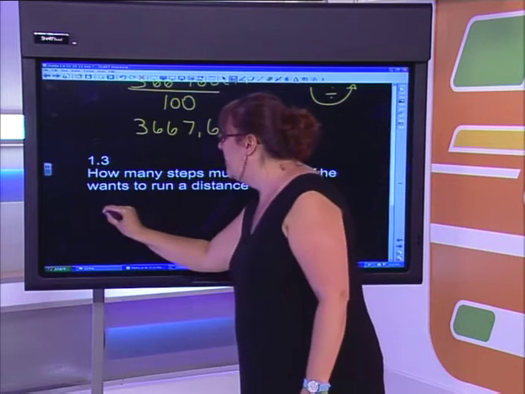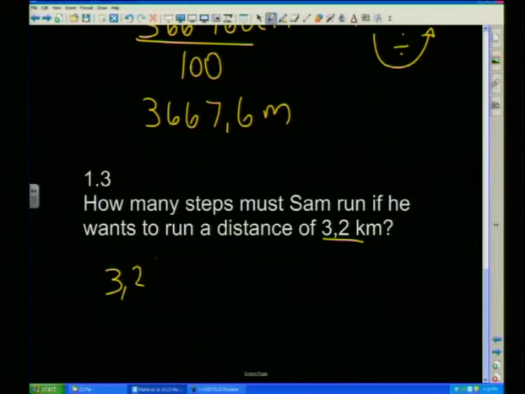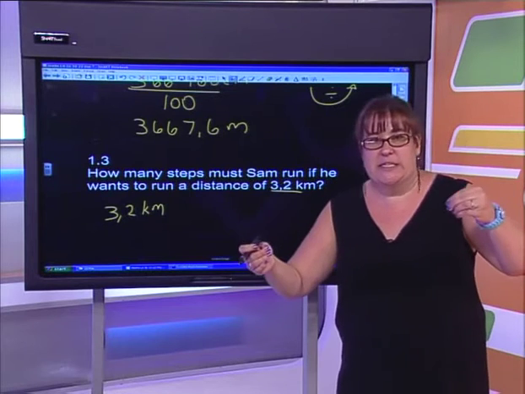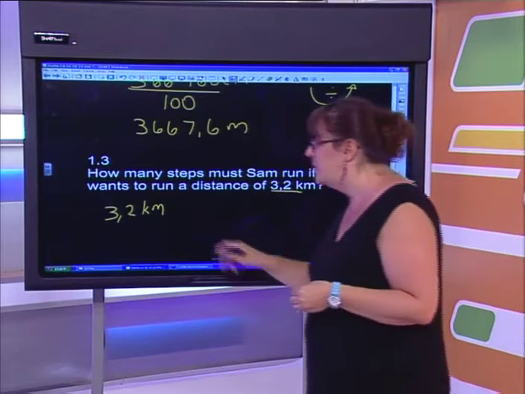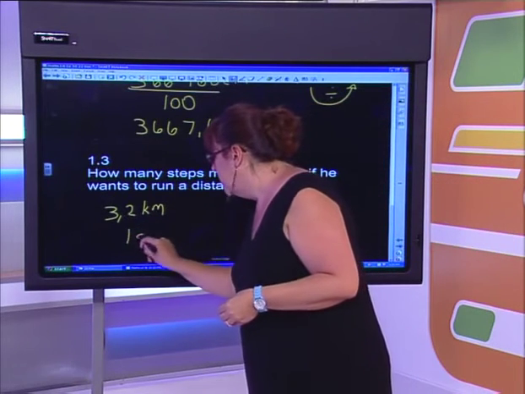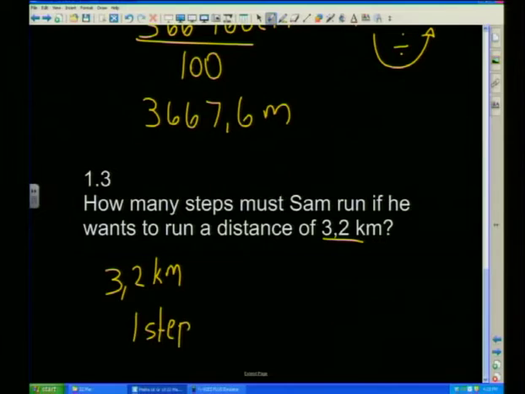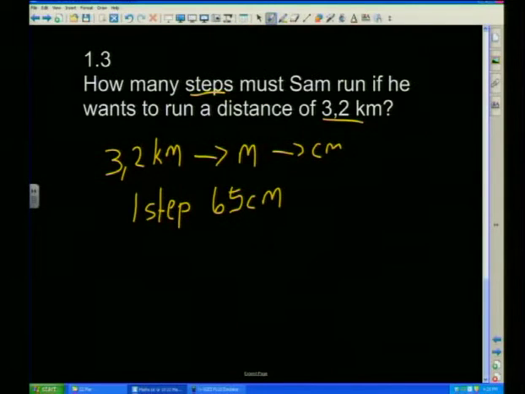So we want to run 3.2 kilometers. Now, first of all, I know steps in centimeters. So I need to actually change my kilometers into centimeters first, because I know that one step was 65 centimeters. I know I'm going to need that fact because I want to know how many steps. So let's change that into meters, and then let's change it into centimeters. I'm going to find a little bit more space here.